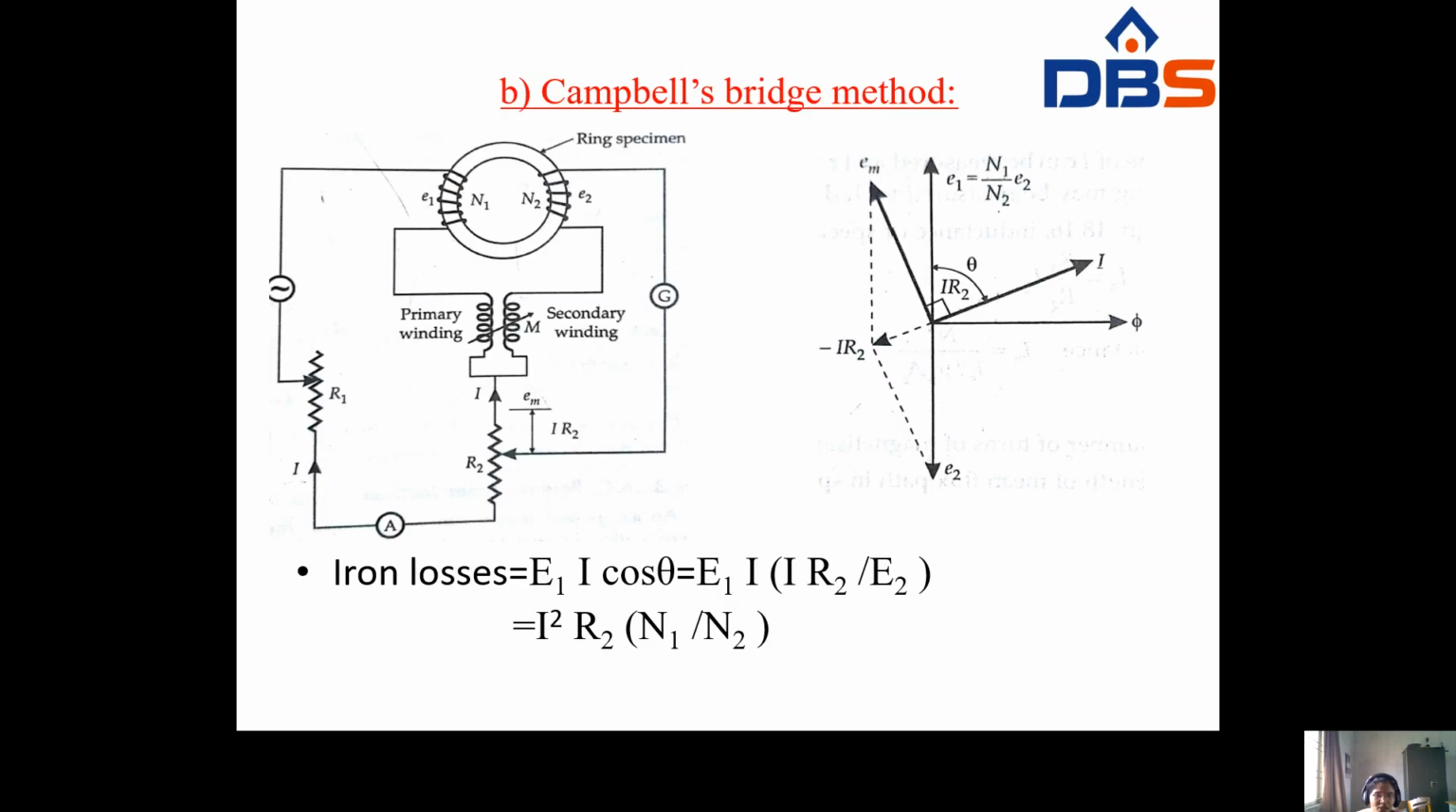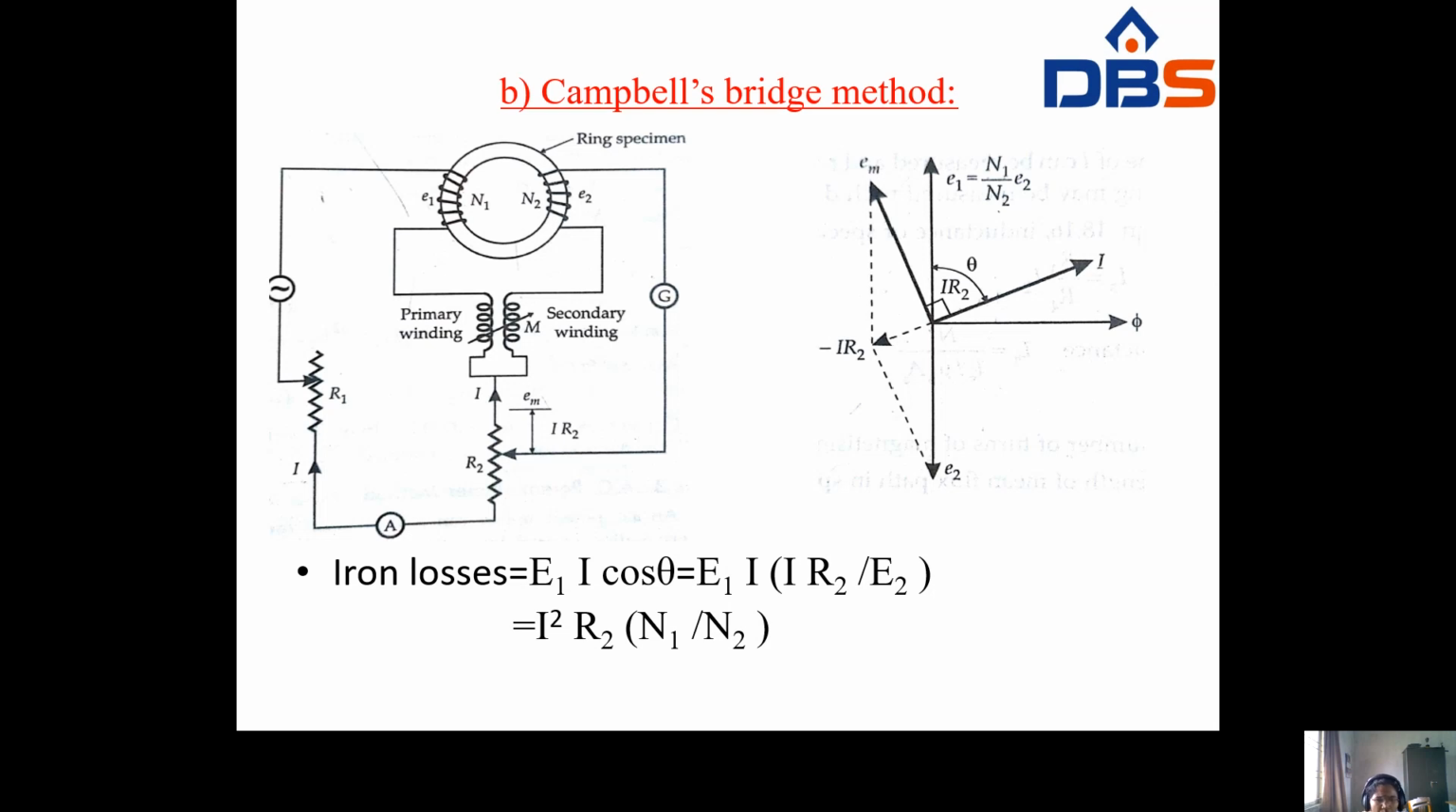Campbell's bridge method. In Campbell's bridge method also, you have a ring specimen having primary turns N1 and secondary turns N2. Primary induced EMF will be E1 and secondary induced EMF will be E2, connected to a primary winding and a secondary winding having a mutual inductance. These two windings are connected to a rheostat through an ammeter, and this is a galvanometer.